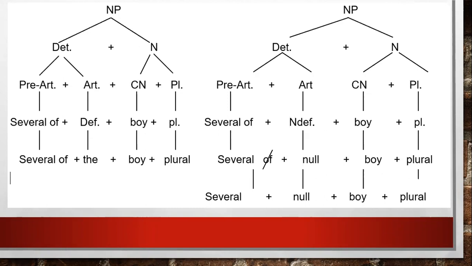Notice we're just analyzing the noun phrase, no more. We don't have a verb, we don't have an object here, just the noun phrase, the composition of a noun phrase, using determiners and using nouns. We're adding determiners to the nouns.